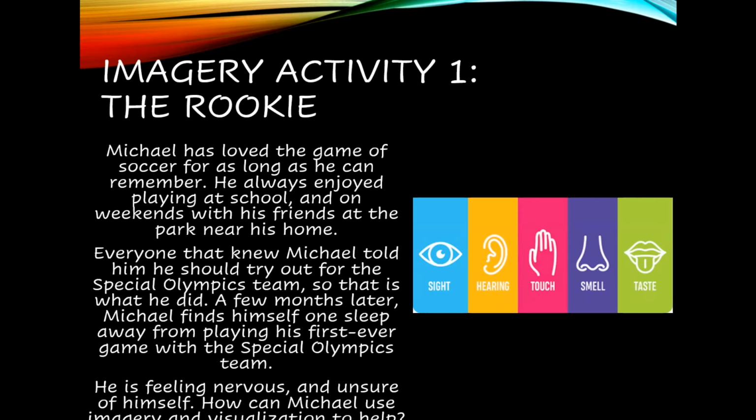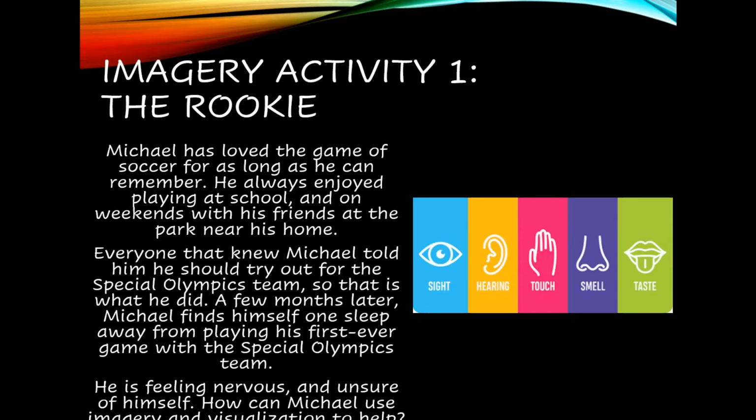Thank you. What you're saying will apply more to Michael on the actual day of the game. Right now, what he's feeling is nervousness in preparation for the game to come. He hasn't even played a single game with this team yet. He doesn't really know anybody. He's feeling kind of nervous about it. So how can he use imagery and visualization to help him in this situation?